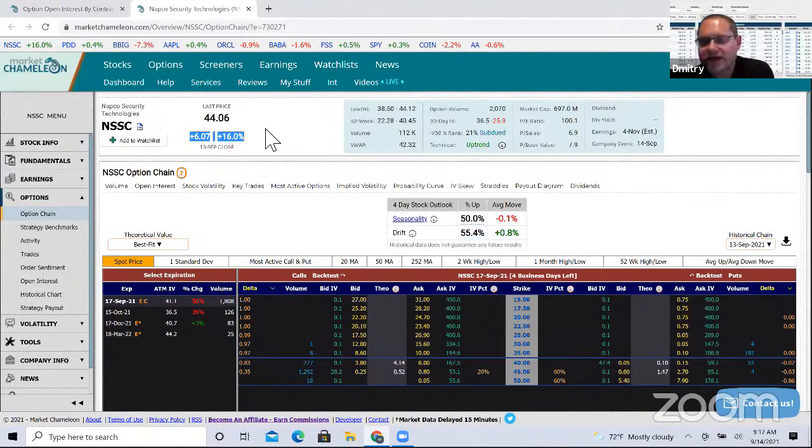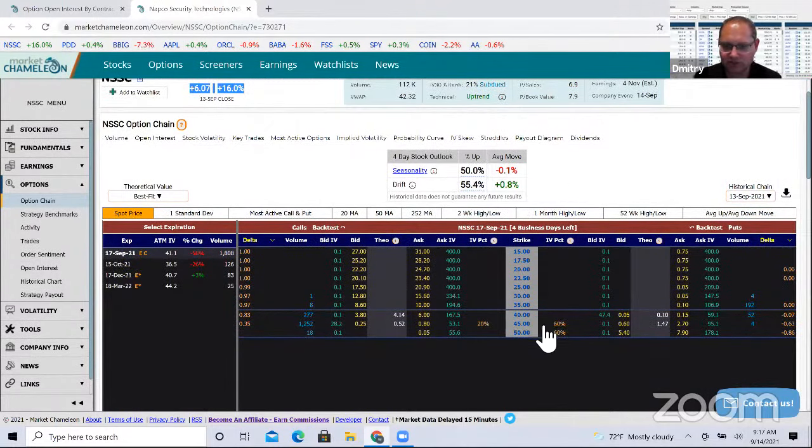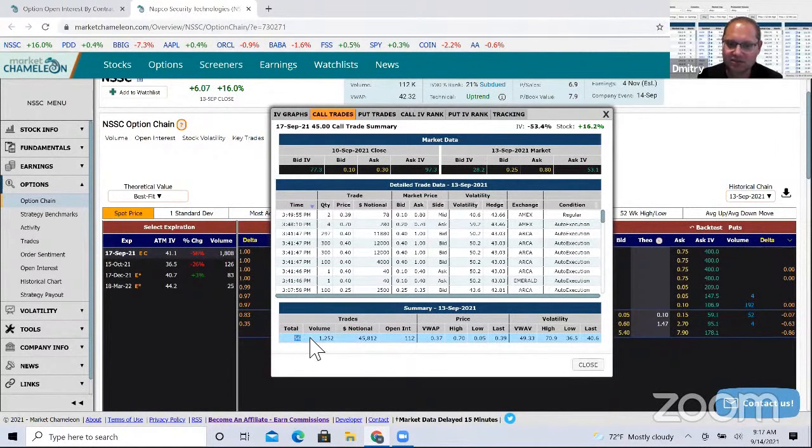So something probably happened. What I'm seeing is the contract, the 745 call, 1,252 traded. When I open that up, I see that it's not just one trade, there's 56 trades in total. It traded as low as 5 cents, as high as 70 cents. We see the day before, this option closed at 10 cents, 30 cents. That was the market. You could see how high the implied volatility was.